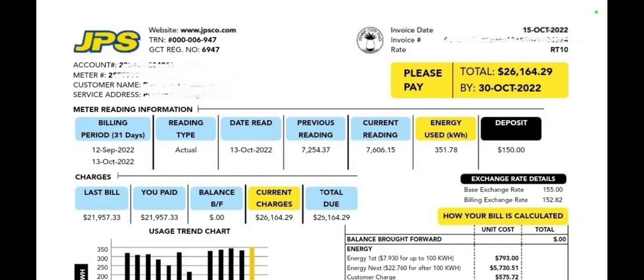So currently you're going to see different figures for deposit, because if you are an existing customer, you don't have to pay that deposit unless you get disconnected or you are doing an upgrade or something like that. So different people are going to currently see different figures for their deposit. Yep. So now let's move on.